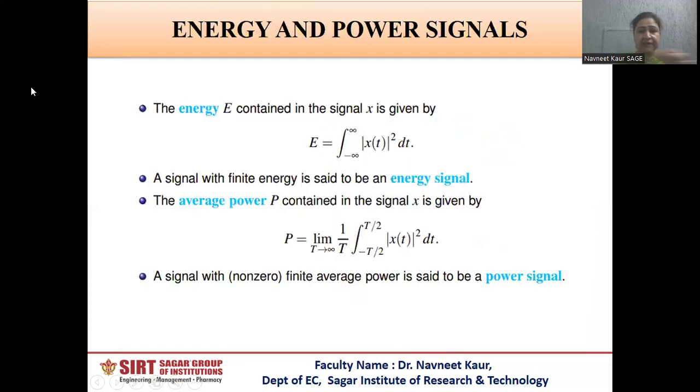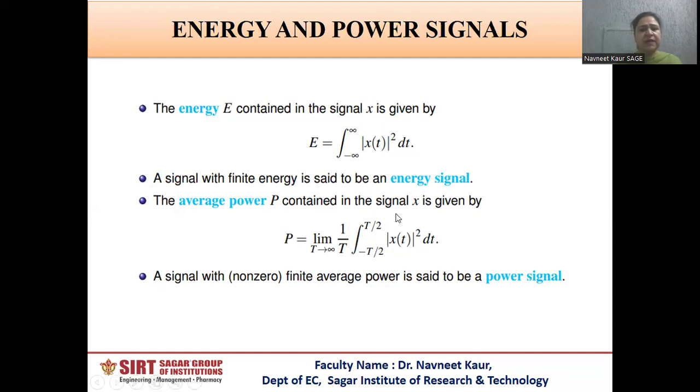Now, coming to energy and power signals. The energy contained in any signal x(t) is given by the formula integral from minus infinity to infinity of |x(t)| squared dt, where x(t) is taken in magnitude form, so the absolute sign is used. Now, if I have a discrete time signal x[n], then in place of integration, I'll have a summation with limits n equal to minus infinity to plus infinity of |x[n]| squared. A signal having finite energy and zero average power is known as an energy signal.